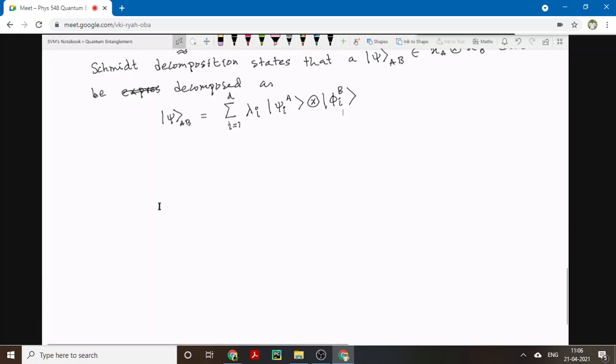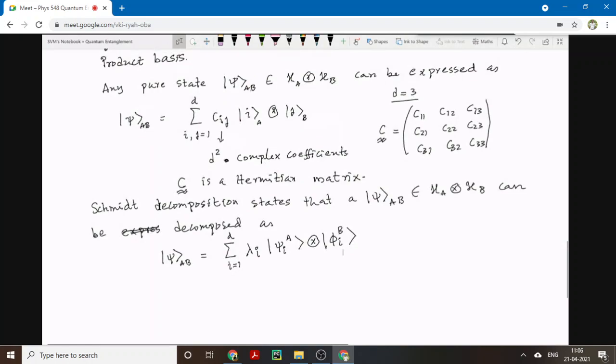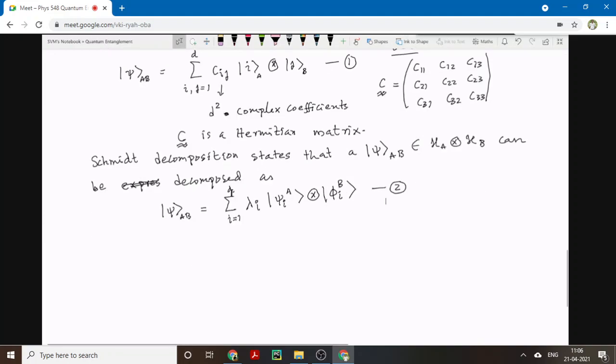Now, what is the difference between this and this? Let's say I call this equation 1 and this equation 2. What is the difference between equation 1 and equation 2? Equation 1 is a double summation, so there are d square complex coefficients. Equation 2 is a single summation, so there are only d coefficients.